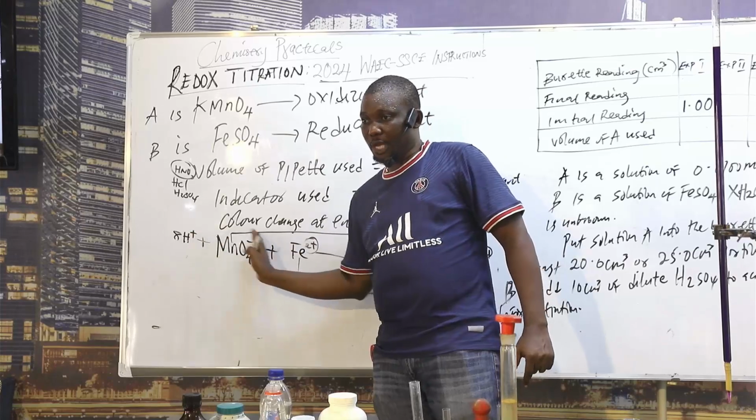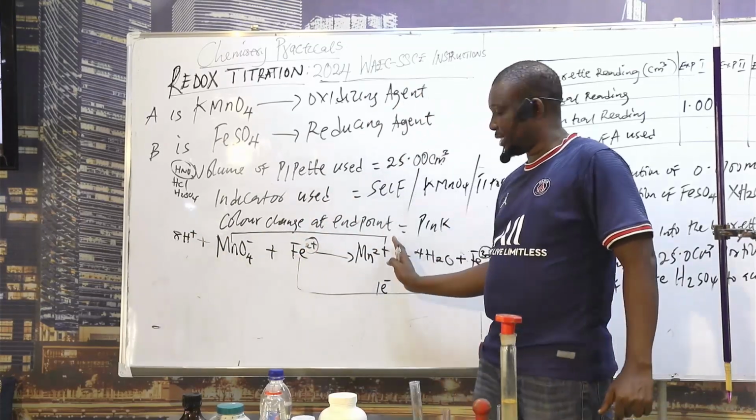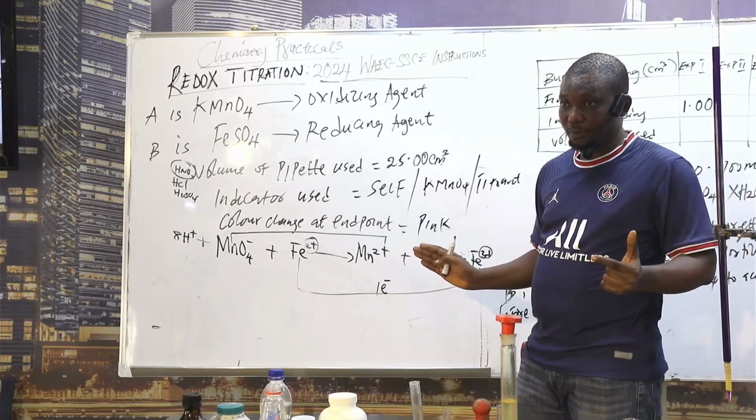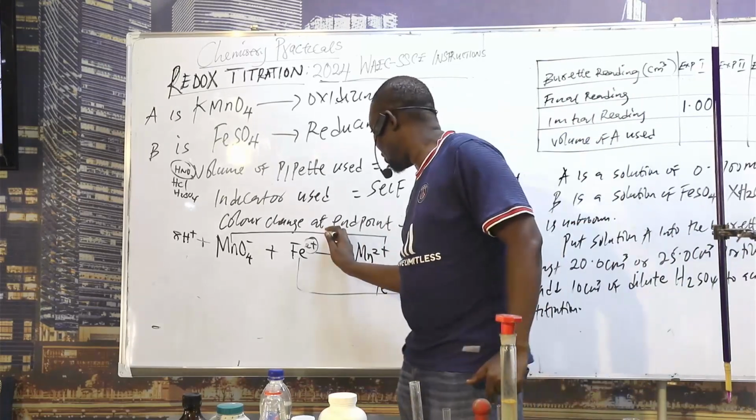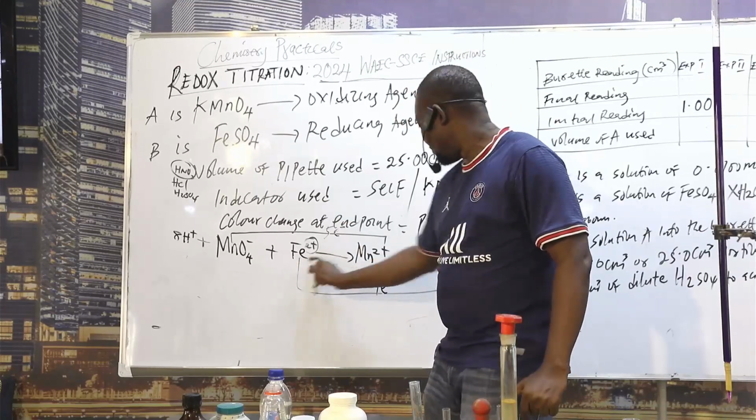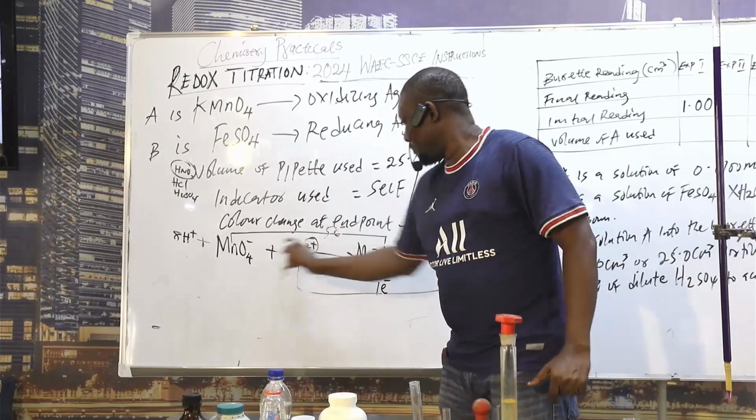How many here? 7. Total net charge here is what? 2. What is the difference on both sides? 5. So here will become what? 5 e minus. So as you produce 1 from here, you produce 5 from here.